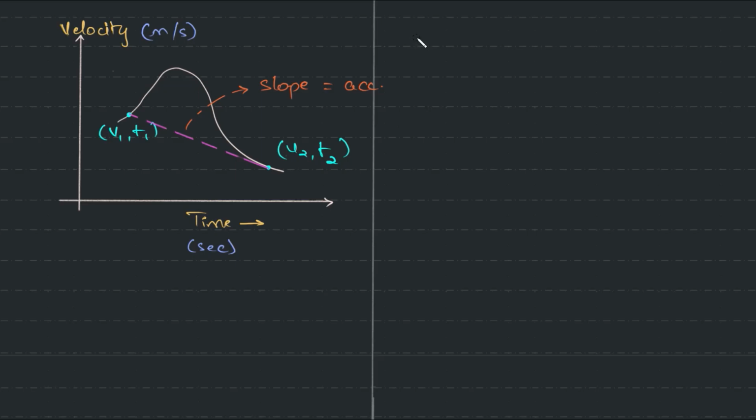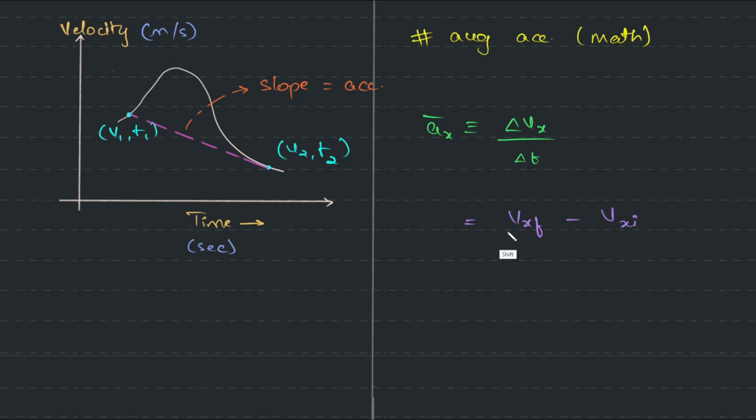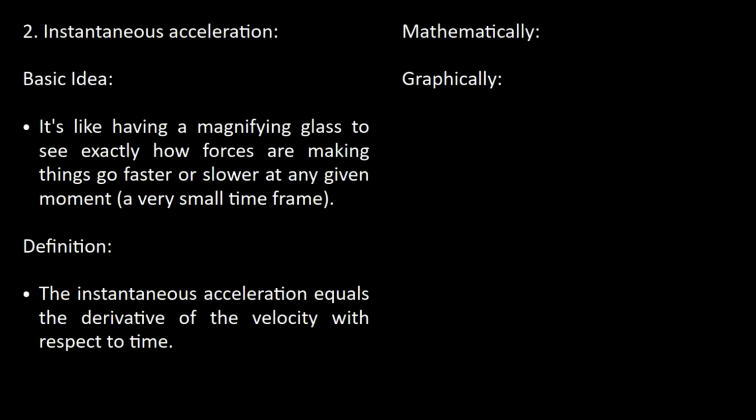So we have average acceleration, math. So average acceleration along the x-axis is given by change of velocity along the x-axis divided by change in time. And since we already have values over here, let's substitute that. So tf minus ti. That's it. Right? So that's your mathematical representation.